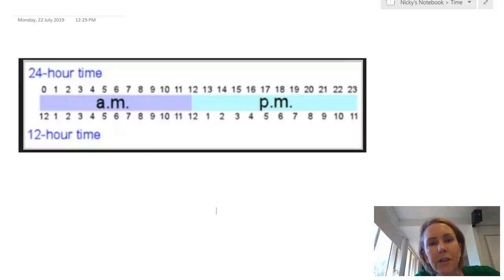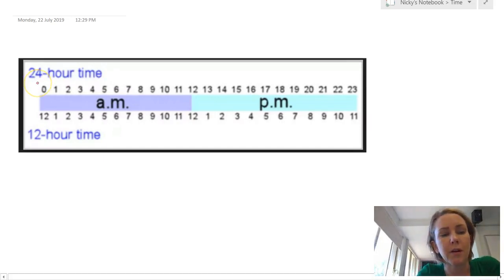Hi guys, this video is about the difference between 12 and 24-hour time and being able to convert between the two different time formats. Okay, so this timeline here has got the two different periods of time. The first one that I'll look at is 12-hour time, and that's the most common form of time that we use in everyday life.